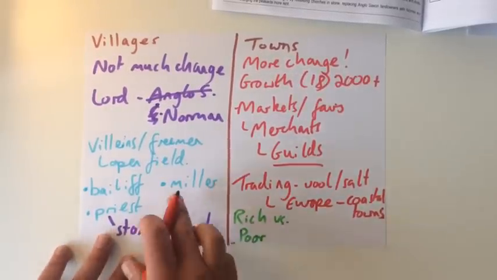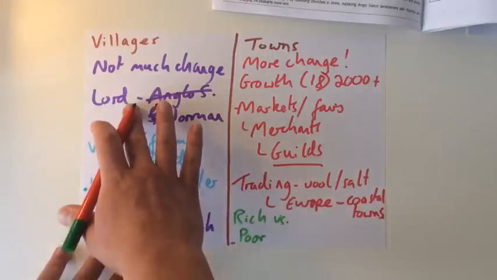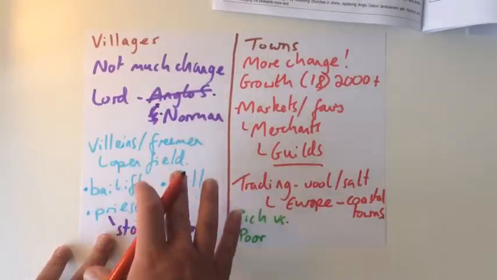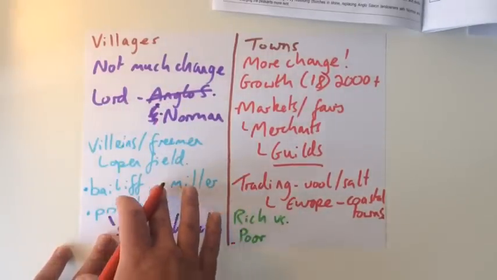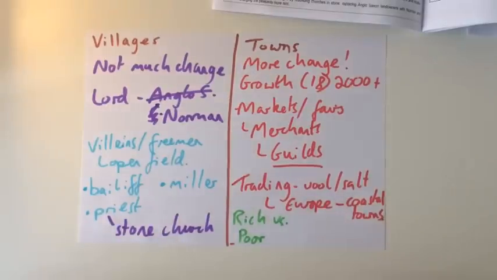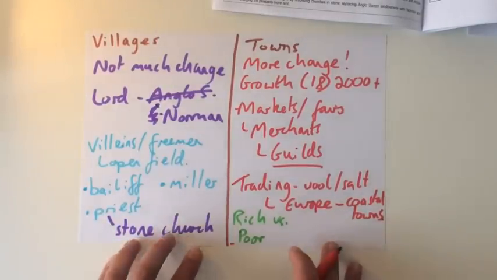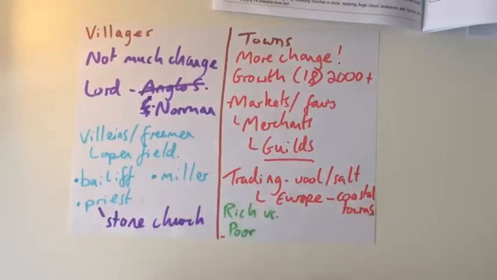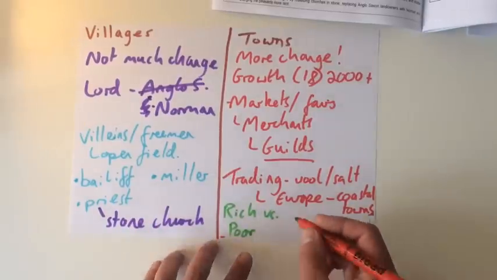In a village, essentially everyone's pretty much equal apart from the lord. The lord is obviously above everyone else, but the priest and the bailiff and the miller and the peasants day to day would live a very similar life. It just depends what they actually do through the day. In a town, however, it's very much more obvious that there's a difference.